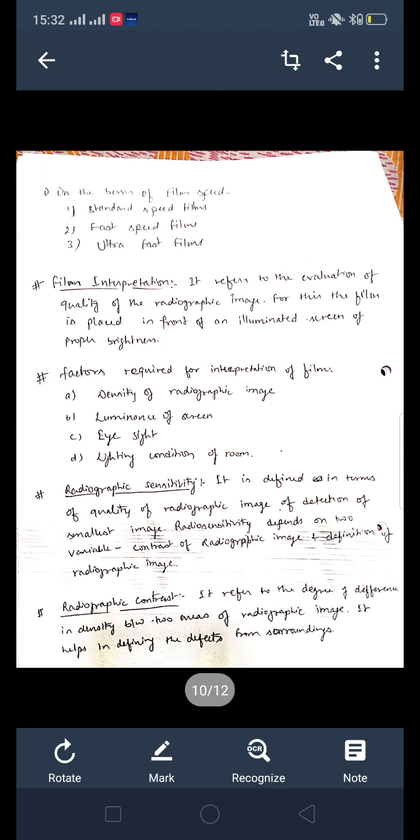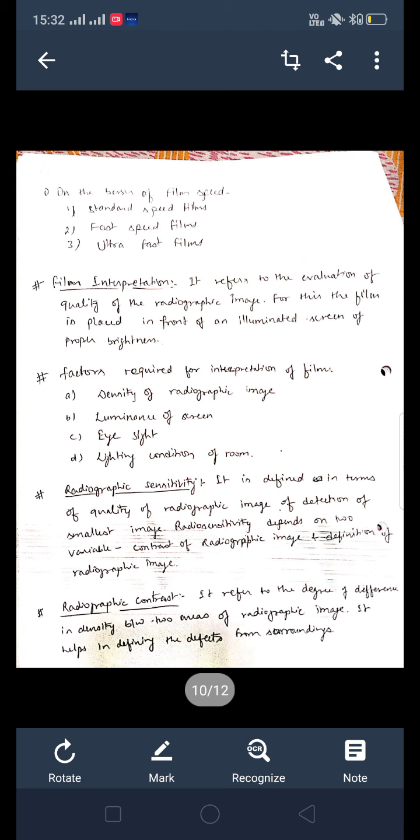First one is a standard speed film, the second one is a fast speed film, and the third one is the ultra fast speed. So my dear student, these are the types of the X-ray film. Now come to the next topic, that is the film interpretation.